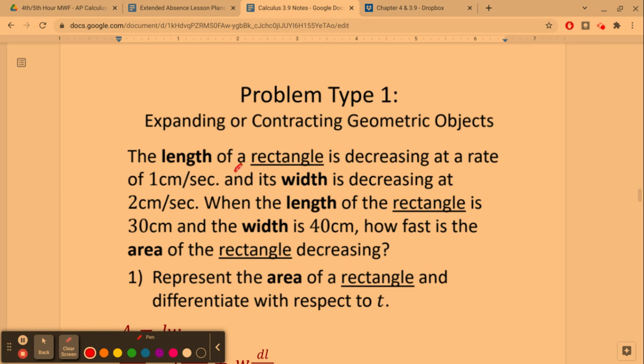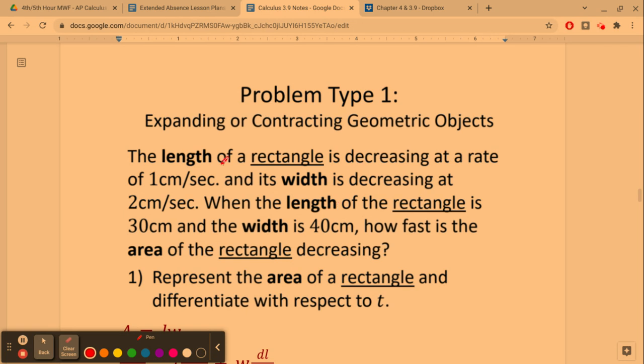So we have the length of a rectangle is decreasing at a rate of 1 centimeter per second, and its width is decreasing at 2 centimeters per second. When the length of the rectangle is 30 centimeters and the width is 40 centimeters, how fast is the area of the rectangle decreasing? All right, so this is a really weird question. You have a rectangle. And we know it's a rectangle, not just because it says it's a rectangle, that's what's underlined, but we know that the length and width are different at the moment, and we know they're also changing at different rates, all right?